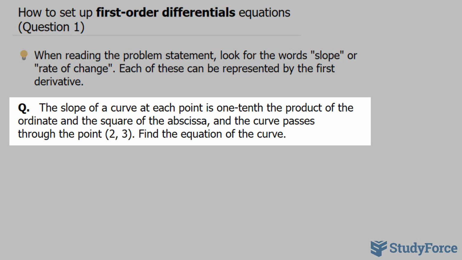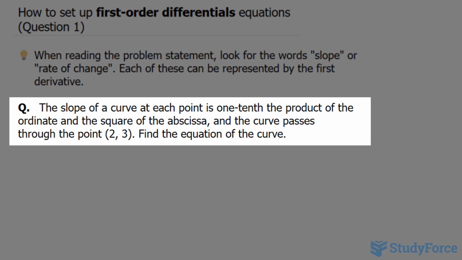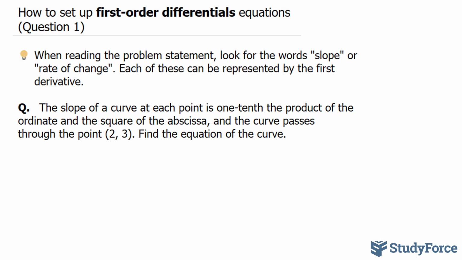The question reads, the slope of a curve at each point is 1/10 the product of the ordinate and the square of the abscissa, and the curve passes through the point 2 and 3. Find the equation of the curve.